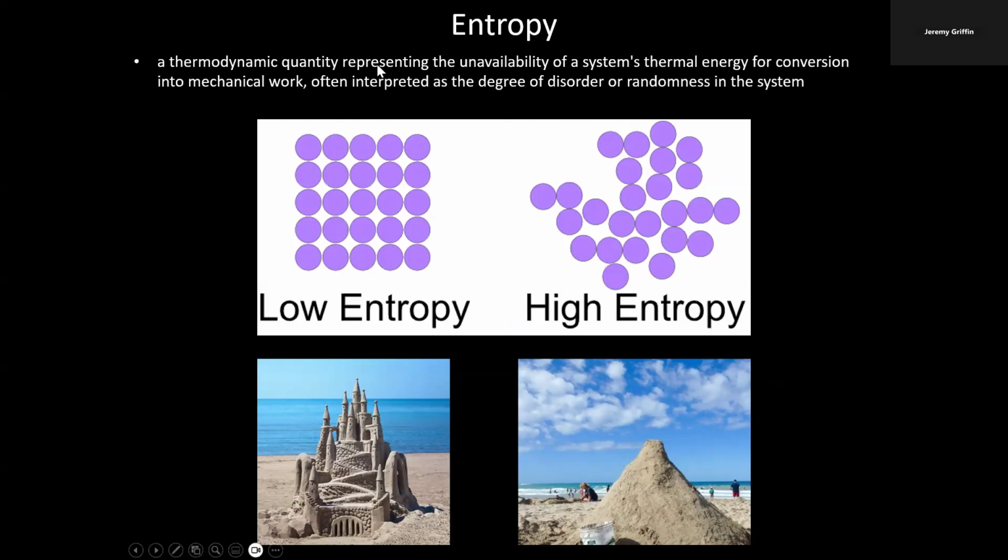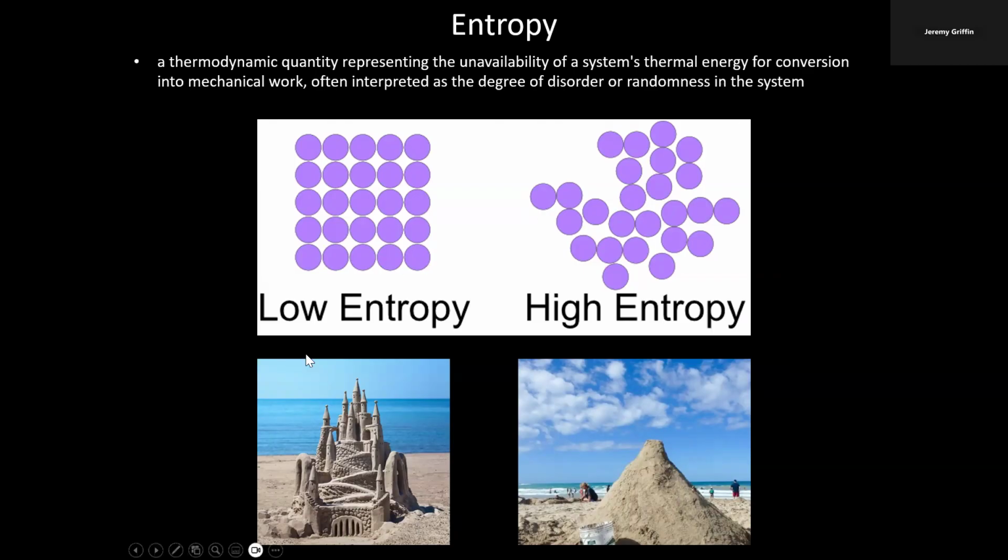So thermodynamic quantity representing the unavailability of energy for useful mechanical work, right? Often interpreted as the degree of disorder or randomness in a system. Okay? So here's a little bit different perspective. Sometimes you hear that if you don't make an effort to keep your room clean, it'll naturally get messier because you're not putting things on the shelf, right?